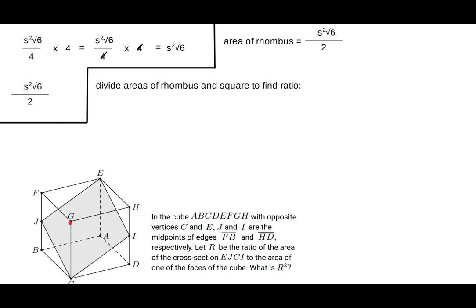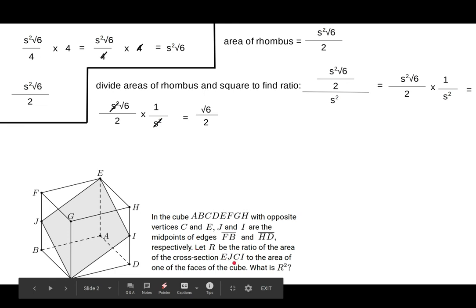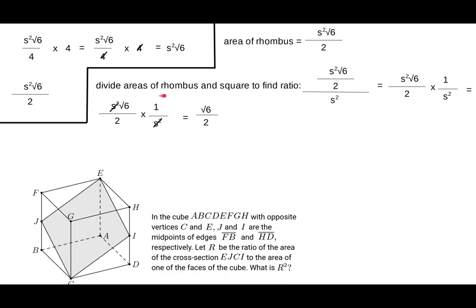So we divide the area of the rhombus by the area of the square. That's S squared root 6 over 2 over S squared. That's the same as S squared root 6 over 2 times 1 over S squared. The two S squares cancel out, and we're just left with root 6 times 1 over 2, which is root 6 over 2. And r is the ratio of the cross-section EGCI, which is a rhombus, to the area of one of the faces of the cube, right? So now we just got r, because it's the ratio of the rhombus and the square. And that's what division tells us. So r is root 6 over 2.